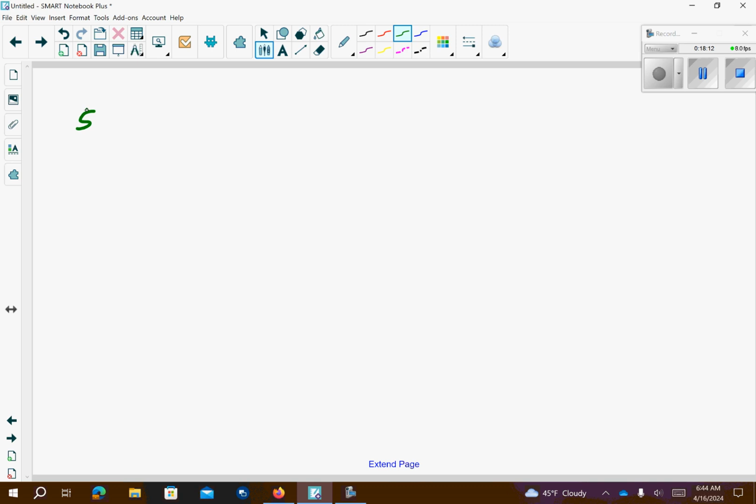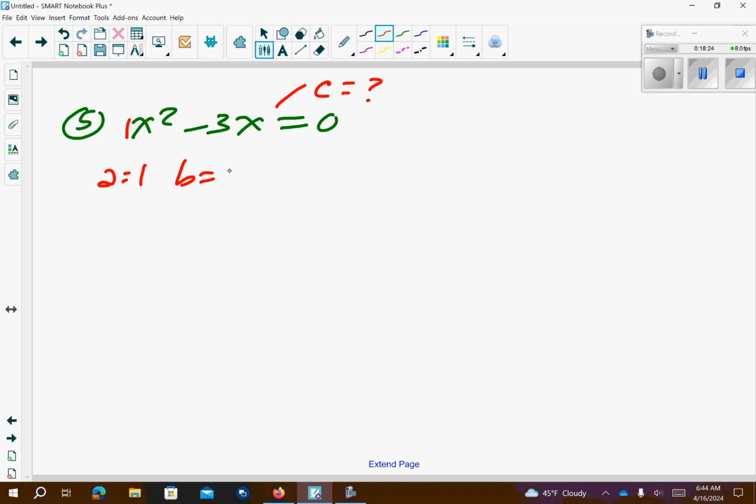Number 5, we have x squared minus 3x equals 0. So I'm missing my c value. I don't know what it is. If it's not there, it's got to be 0. So my a value is 1. My b value is negative 3. My c value has to equal 0.